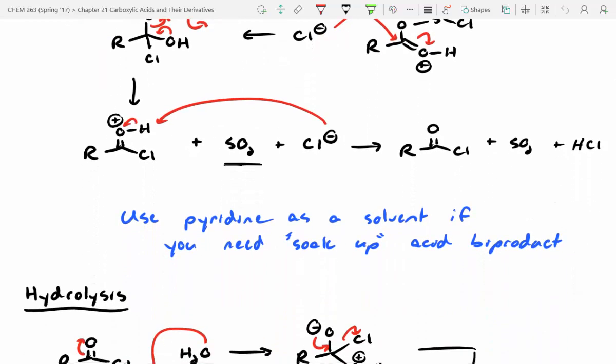One important thing to note is pyridine is often used as a solvent, especially if you want to soak up any of that acid byproduct that you're producing. So pyridine is commonly listed below the reaction arrow. All it is doing is acting as a proton sponge.